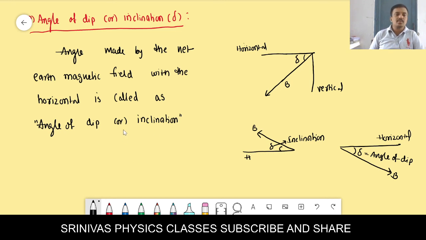Now, have you understood this one? How to know the angle of dip? For example, you have a compass. If you make the compass vertical, you can make the plane of the compass vertical, not horizontal. Don't keep it on the table, make it vertical on the table. This is the table, right? On that you can make it vertical, not horizontal.